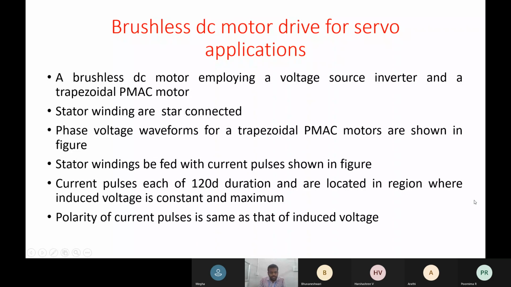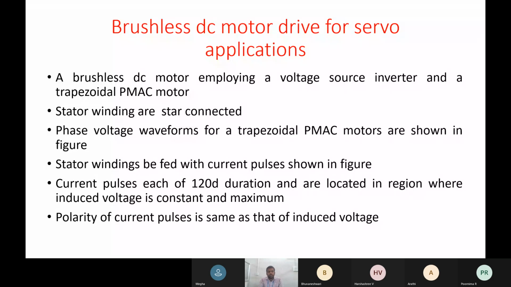So in the previous class, we studied the sinusoidal PMAC motors and trapezoidal PMAC motors. In this session, we are going to study the brushless DC motor drive for servo motor applications. So how best can we use this? This comes under the brushless DC motor, that is the trapezoidal PMAC motor, or you can also call it a brushless DC motor.